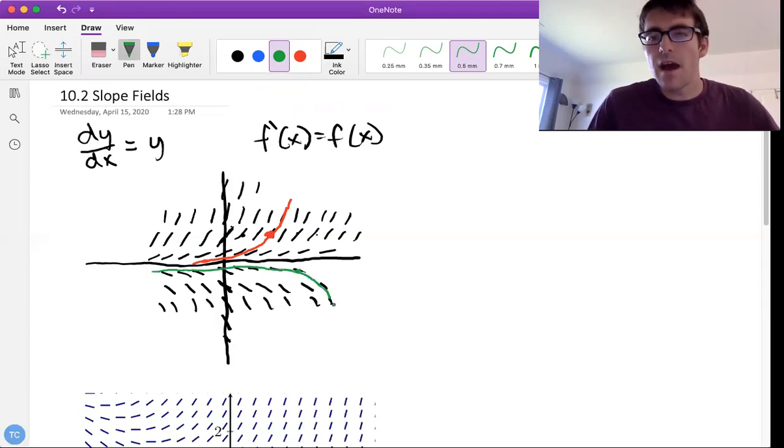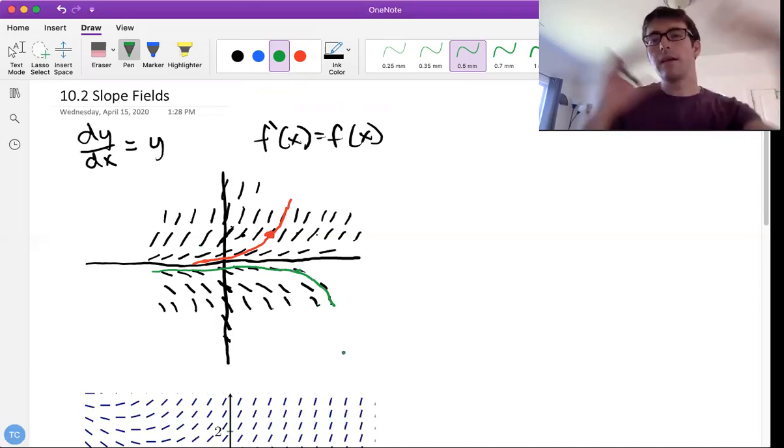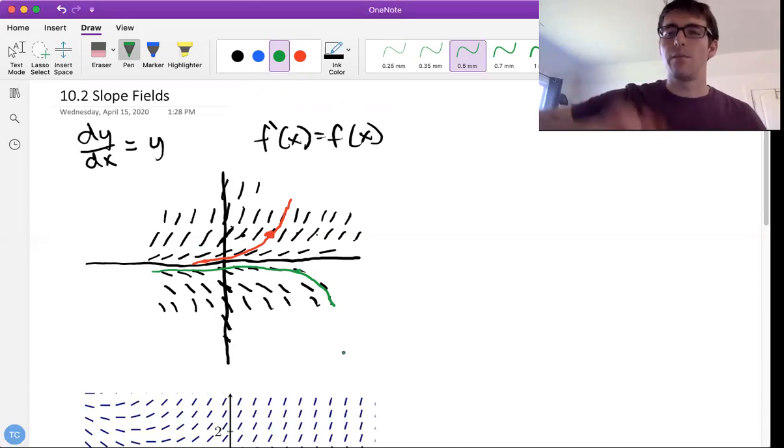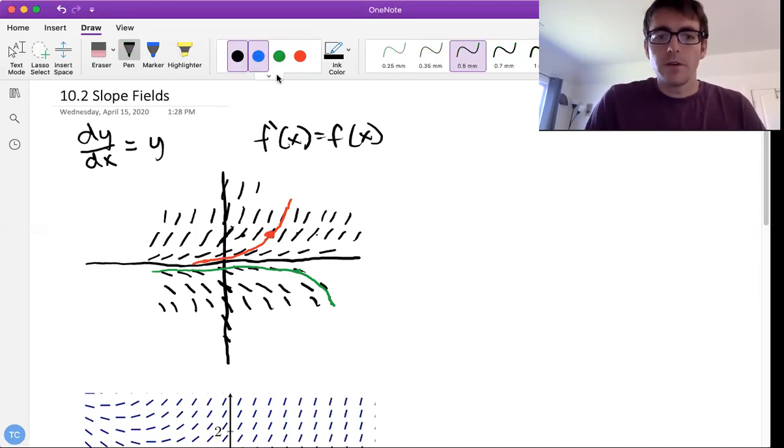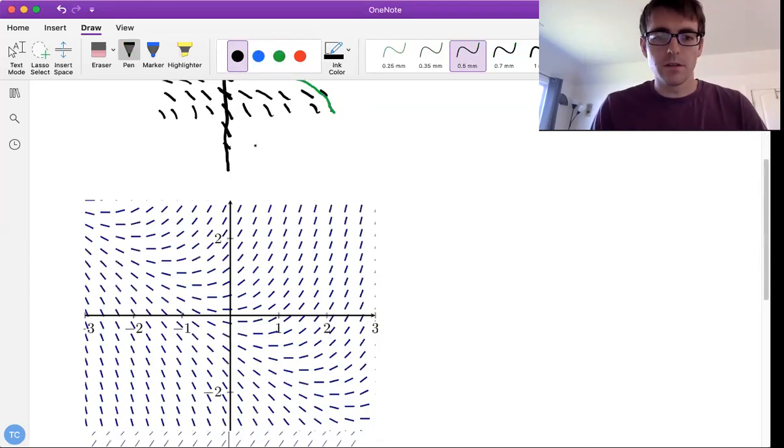So just like with our deer example that we did last video, where there were infinitely many solutions, we can figure out what those solutions look like. With this one, we're figuring out what the shape of these functions look like just by looking at the slope field. Okay, I want to do another couple of these.